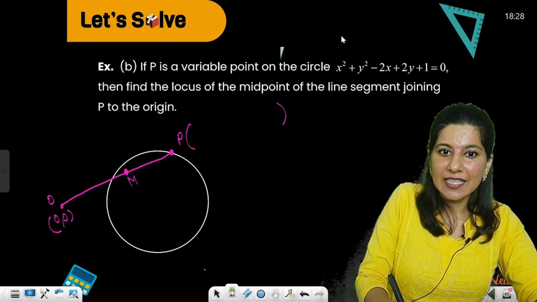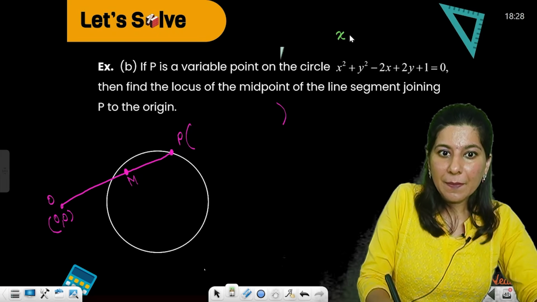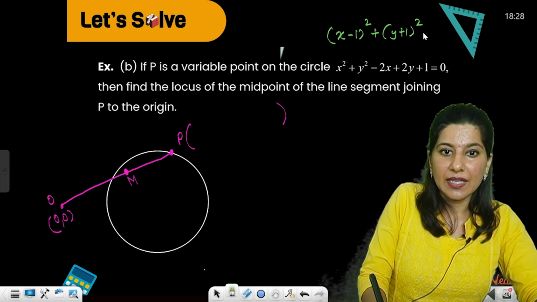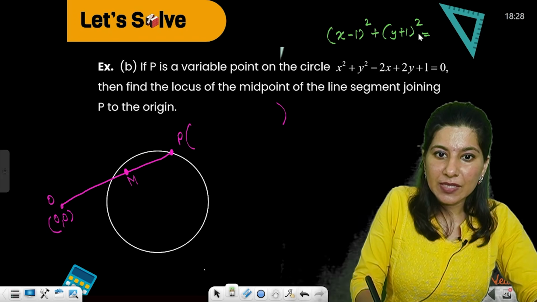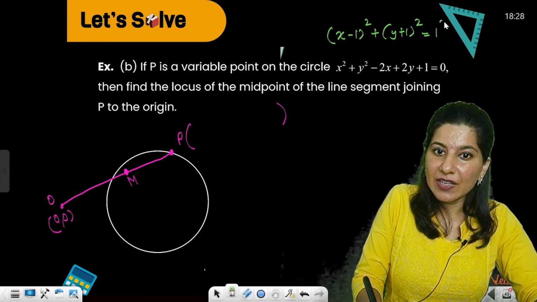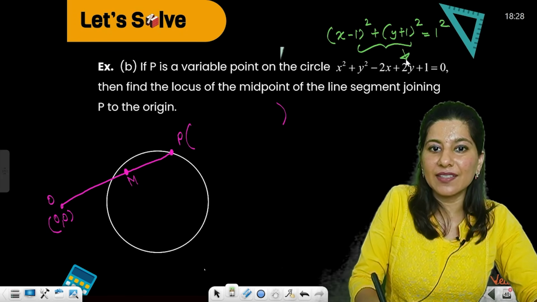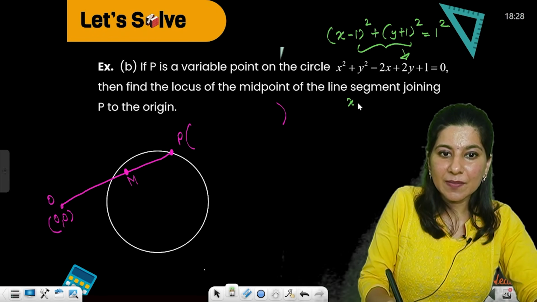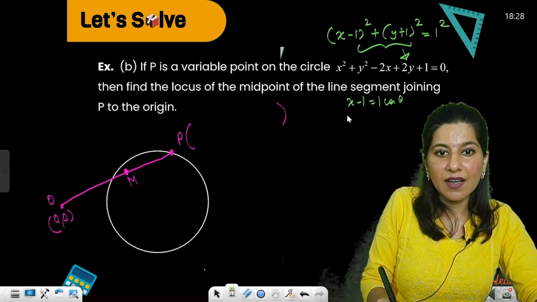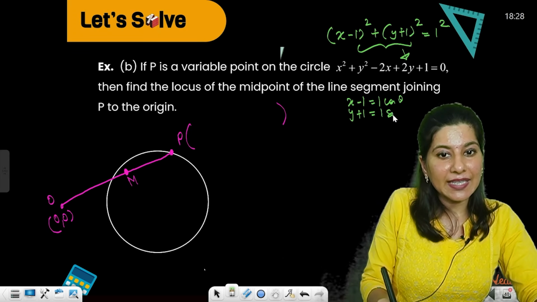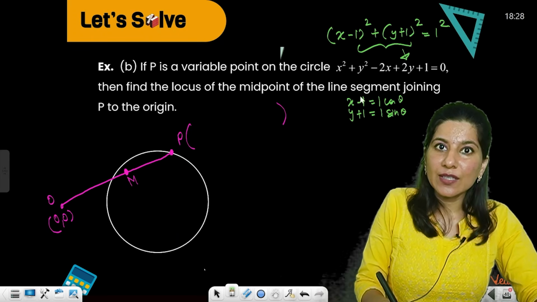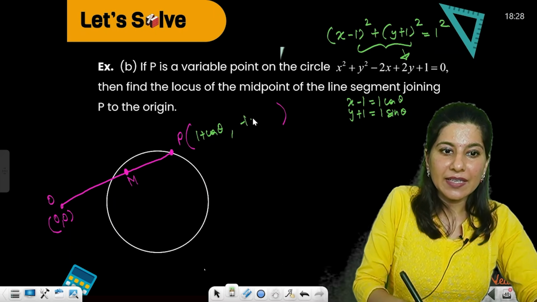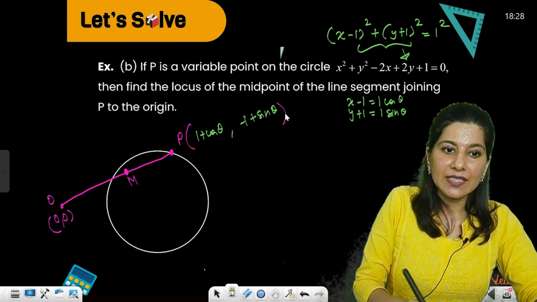This is your circle. If I just mark it like this, (x minus 1) whole square plus (y plus 1) whole square. Then it will become 1 plus 1, 2, and this will be 1 square. If you open this, you will get this only. That means your parametric form will become x minus 1 equals 1 cos theta, y plus 1 equals 1 sin theta. Correct? So x equals 1 plus cos theta and y equals minus 1 plus sin theta. This is your parametric form.